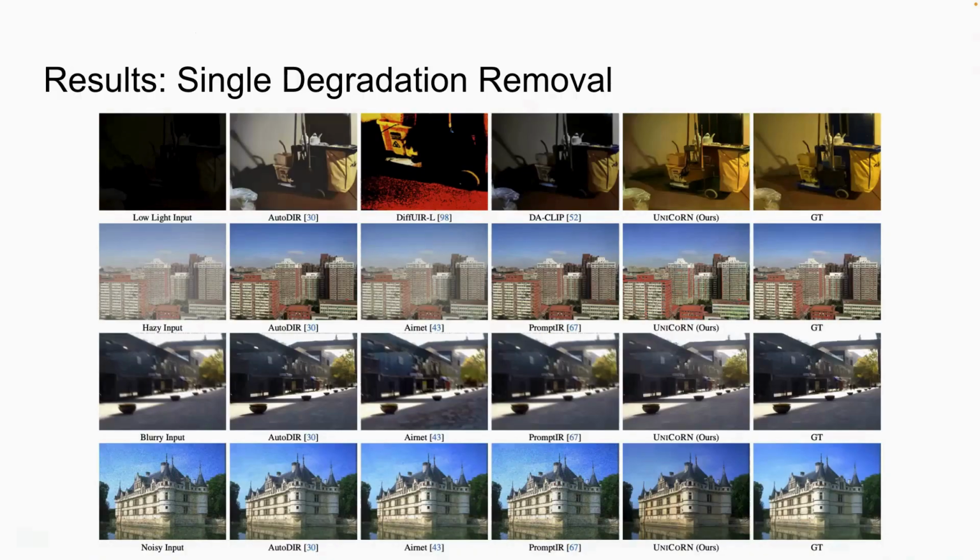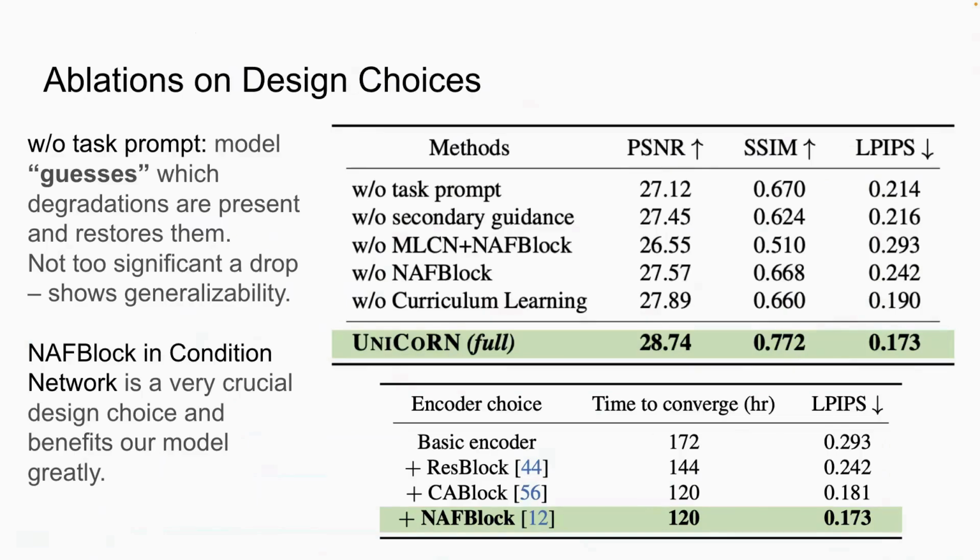We also conduct some ablations on the design choices, like if there is no textual prompt to tell which task to do, then the model is just guessing which degradation is present and it restores them. Now, we don't see a very significant drop between them. So this means that our model is already generalizing to different tasks without any kind of task guidance whatsoever. And we also see that this architectural design for the encoding of these visual priors was a very crucial design choice, and our model greatly benefited from this design choice in the ablations.